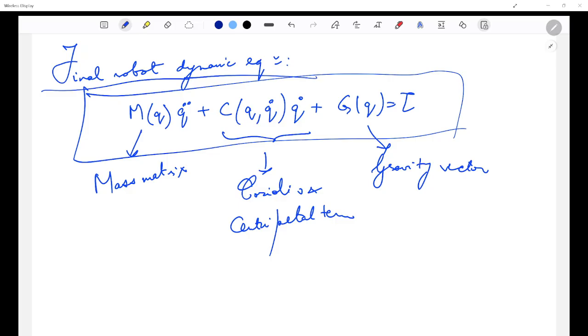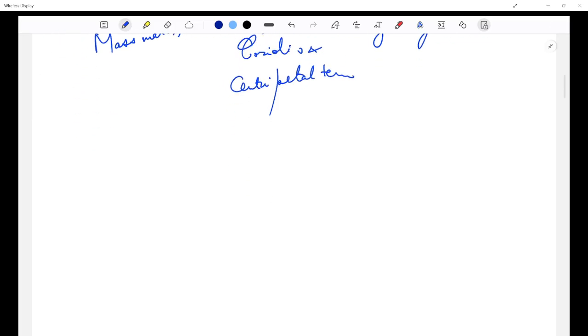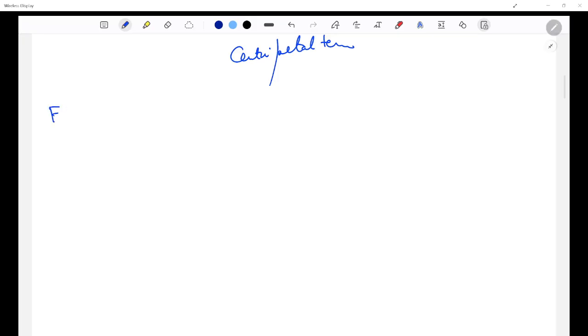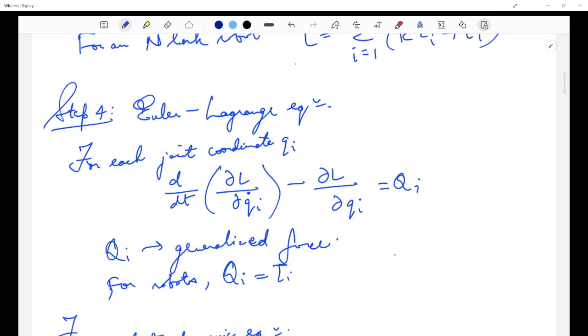Okay, let's see an example. So let's take, yeah, q double dot. Hold on.